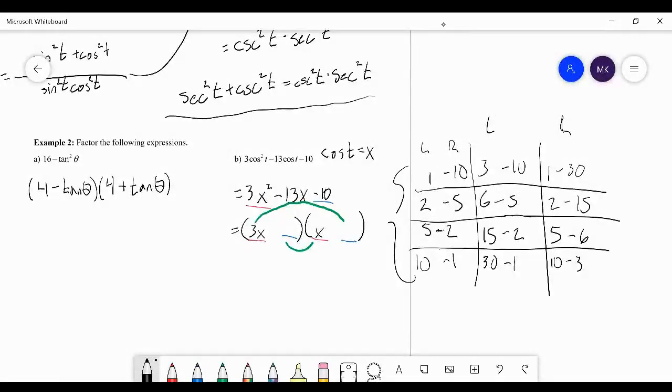Okay, these 4 sets. So I need to look, of these 8 combinations, which one gives me a sum of negative 13? And I can see that's this guy right here. So that came when I had a factor of a positive 2 and a negative 5. And the negative 5 was multiplied by the 3. So that means I am going to have a plus 2 here and a minus 5 here, because I need that negative 5 to be multiplied by that 3.